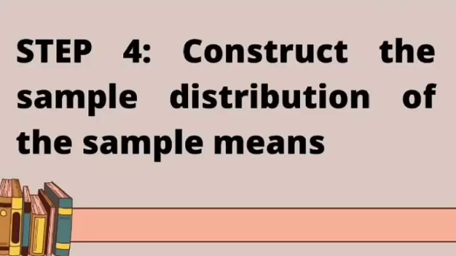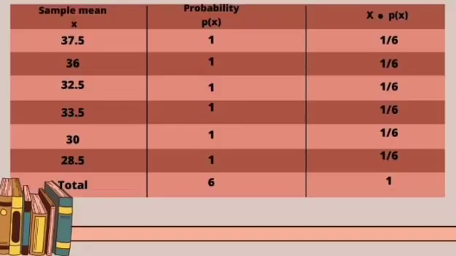Step 4. Construct the sampling distribution of the sample mean. In doing so, just list all the sample means in the first column and get the probability of how many times each sample mean will appear, and that will be the content of the second column. In the last column, multiply each sample mean by its corresponding probability.